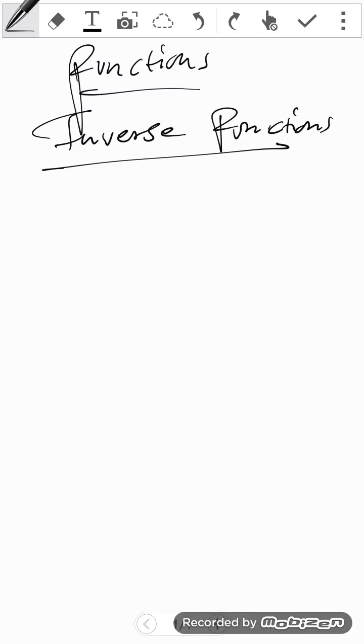So now this is function part 2. Under the topic functions, we also have to look at inverse functions. Now, what are inverse functions?